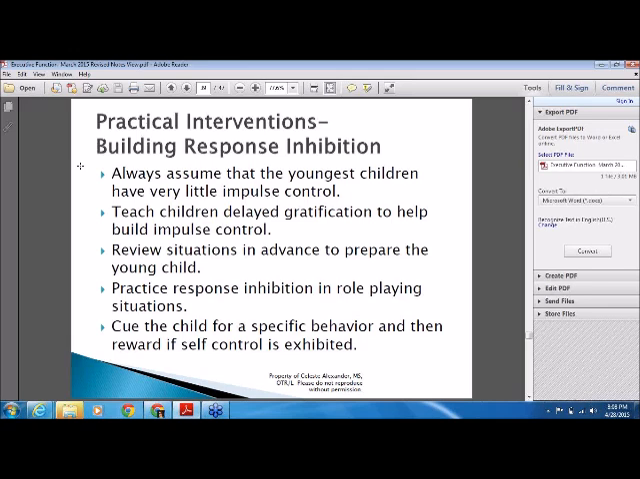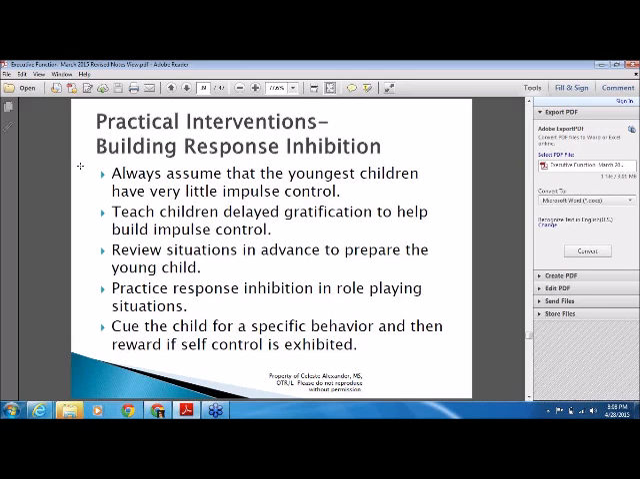Okay, so now we're going to talk about interventions for each little category, like how to build response inhibition. We're going to go through each little category or function, I should say. So always assume that the youngest child has very little impulse control. If you assume that, then you're not going to be in for a hard time. You're going to think that things are wonderful. Always assume that they have very little, and you can build from there.